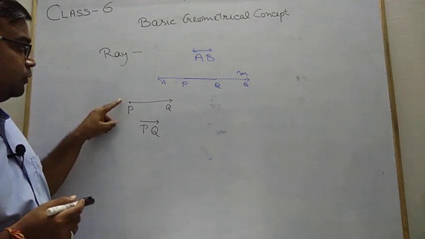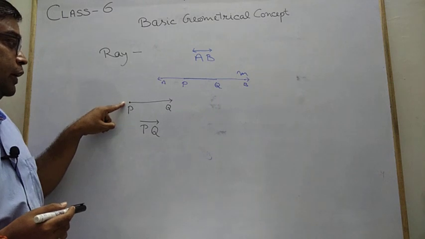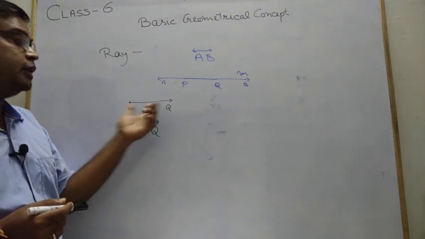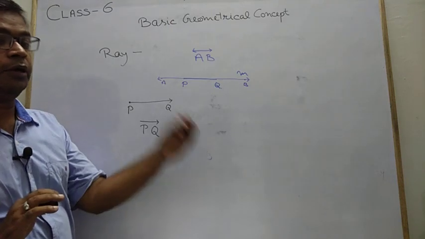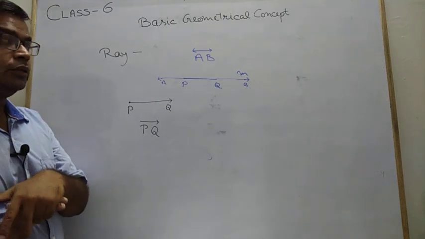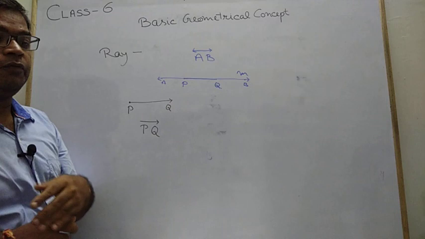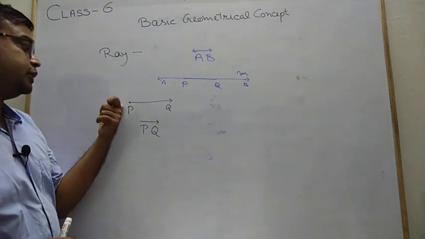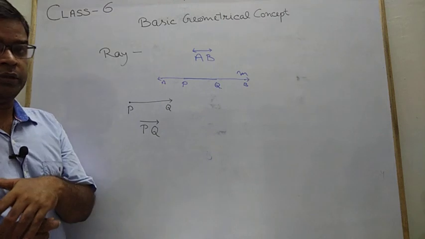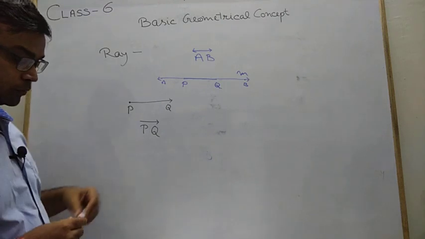A ray always originates from one point, and there is no end point in the case of a ray. In the case of a line, there is no end point nor starting point. In the case of a line segment, we have an end point and a starting point. But in the case of a ray, we have only a starting point, not the end point. This is known as your ray.